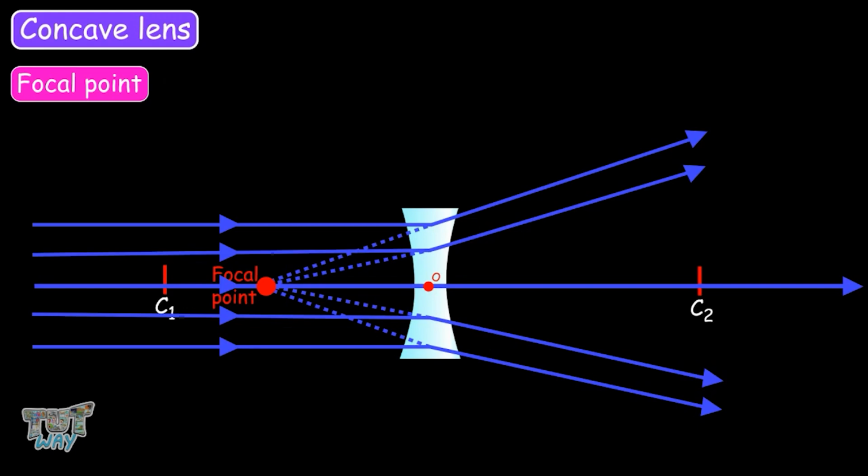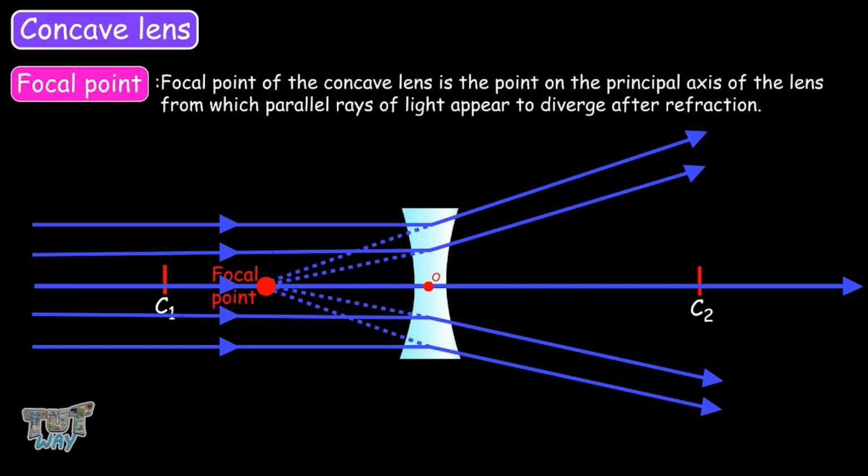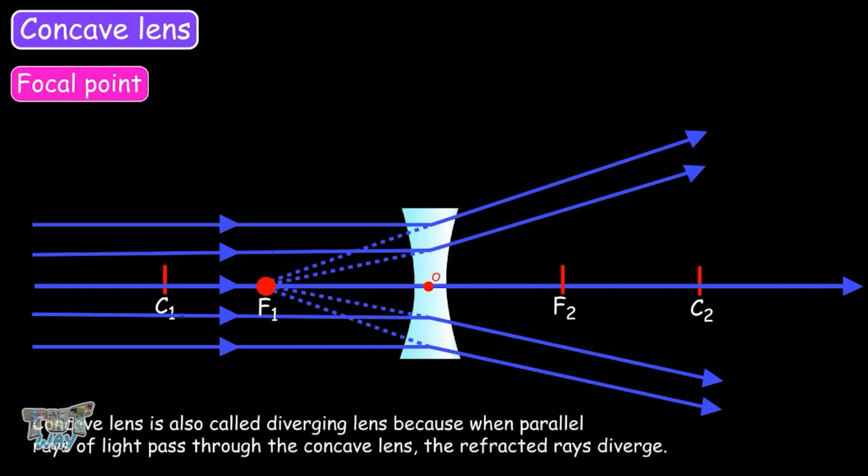So, we learned that the focal point or focus of the concave lens is a point on the principal axis at which parallel rays of light appear to diverge. The focal point is usually denoted by the letter F. Just like there are two centers of curvature, there will also be two focal points, one on each side of the lens, and we denote them as F1 and F2. Concave lenses are also called diverging lenses because when parallel rays of light pass through the concave lens, the refracted rays diverge.